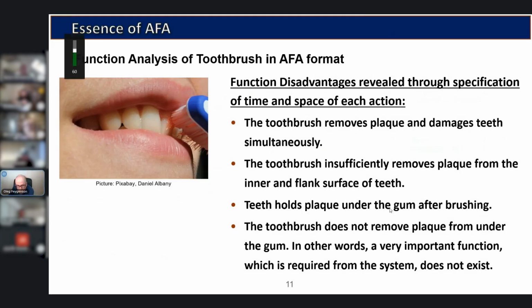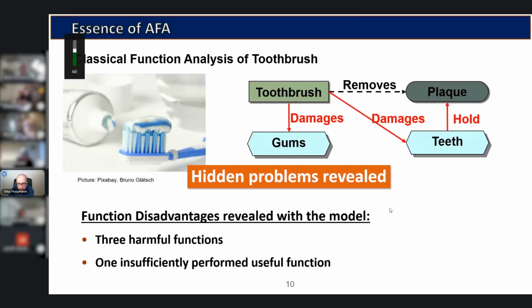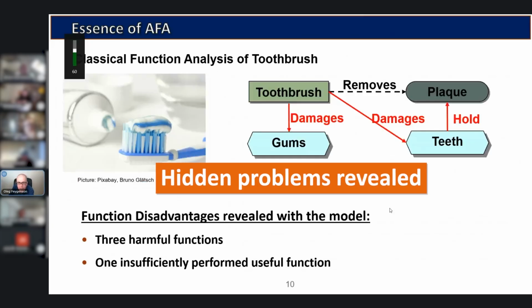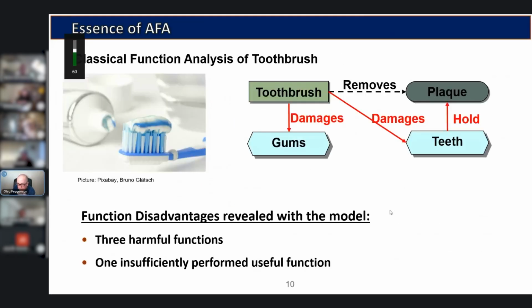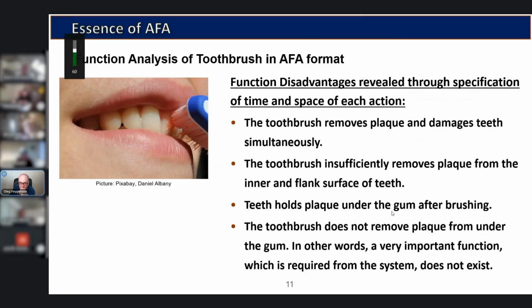So if you compare these findings and those findings, you may see that with this set of disadvantages, we are much more precise, we are much more focused. Some people may argue that having this picture, this diagram, we can build a cause and effect chain and we will find out all these disadvantages.